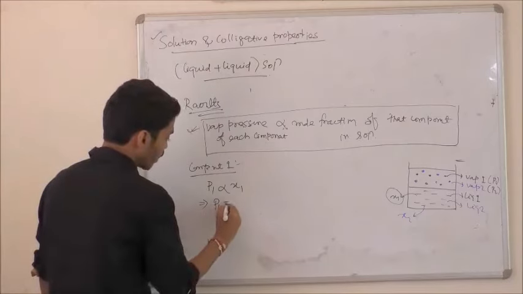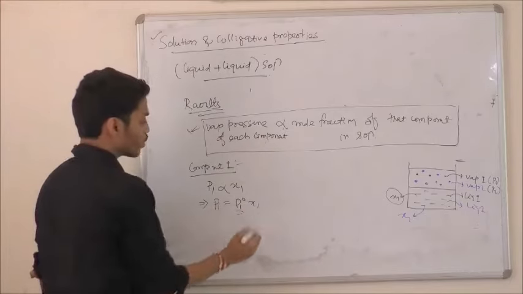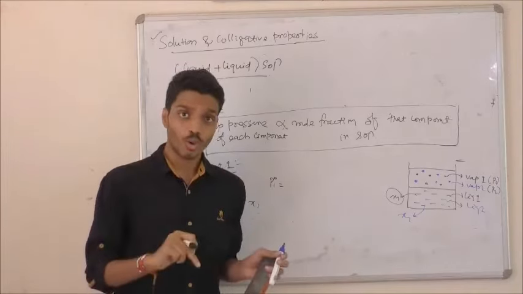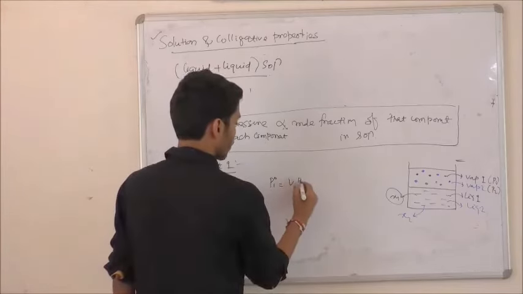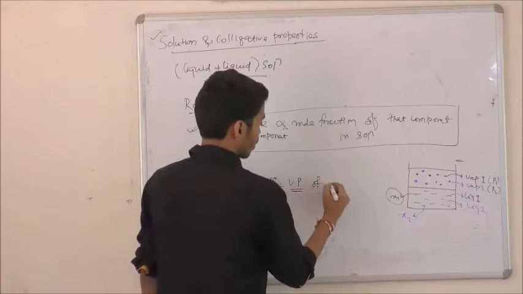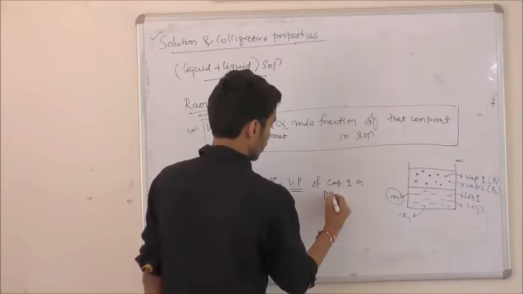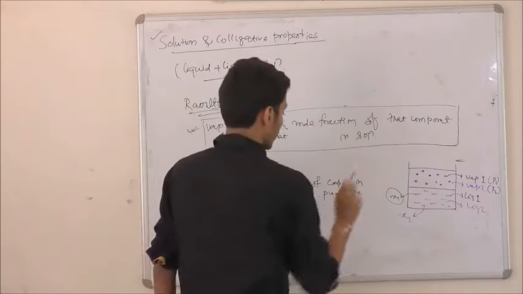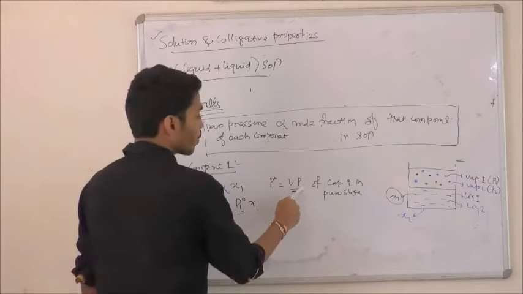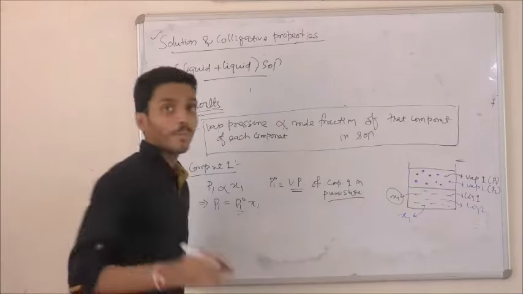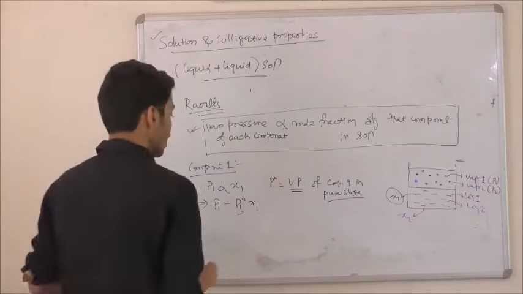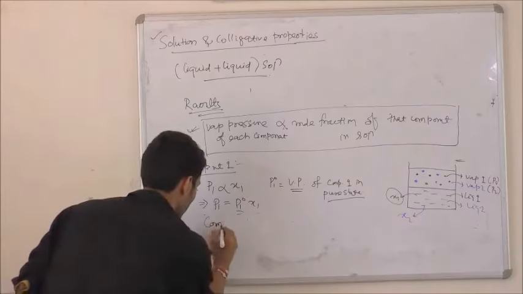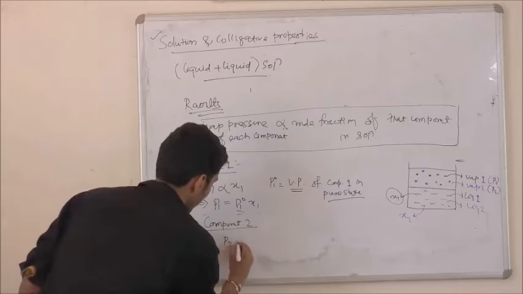We can write it as P1 equals P1 naught x1. So what is P1 naught? P1 naught is partial vapor pressure of component 1 in pure state. I am writing vapor pressure as Vp, vapor pressure of component 1 in pure state. What is P1? P1 is simply vapor pressure of component 1 in this vapor phase. But what is P1 naught? P1 naught is vapor pressure of component 1 in this vapor phase, but that is in pure state, means only component 1 is present. Similarly for component 2, what will happen? P2 is directly proportional to x2.